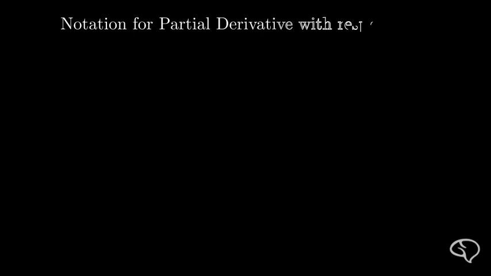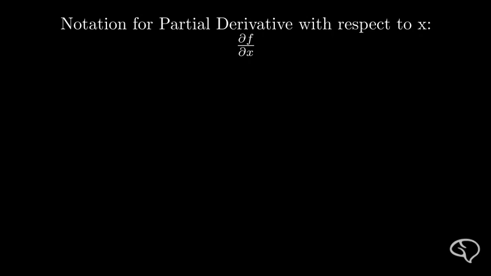Now let's talk about notation. There are several ways to write partial derivatives. The most common notation uses a curly d, called del. So, the partial derivative of f with respect to x is written as del f over del x.